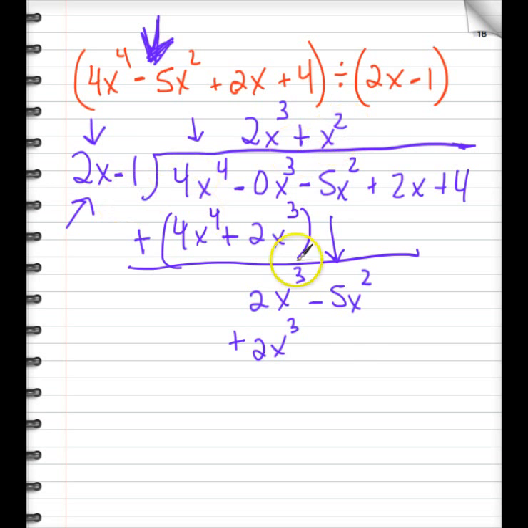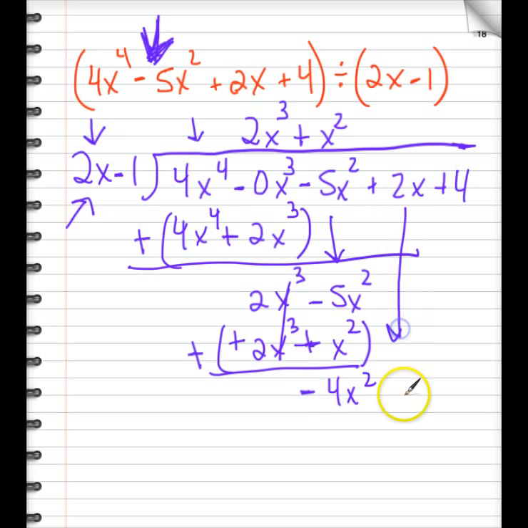And x squared times minus 1 is negative x squared. Remember, it's always subtracting. 2x cubed minus 2x cubed, gone. That's what needs to happen. Add the opposite. Negative 5x squared plus x squared, negative 4x squared. Bring down the next term, which is a positive 2x.